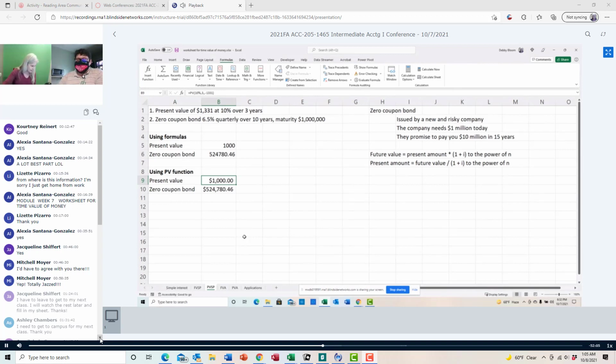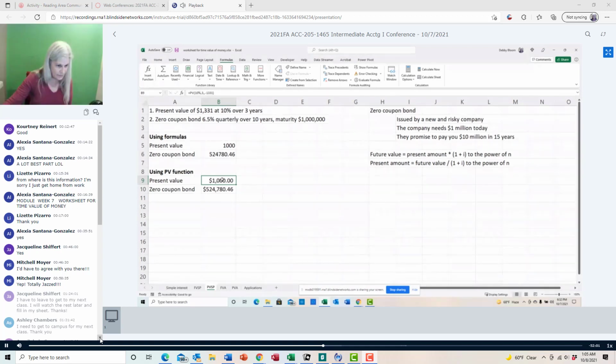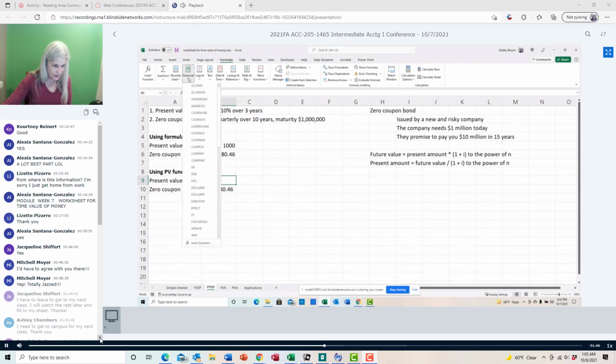And the person who had the question about B9, let me start again. So in B9, I'm going to delete it. You want to click in B9, Formulas tab, Financial, and scroll down until you see PV, present value.